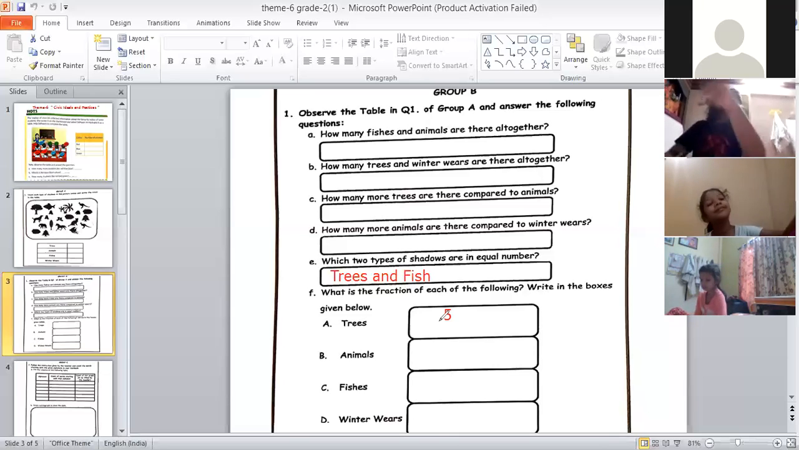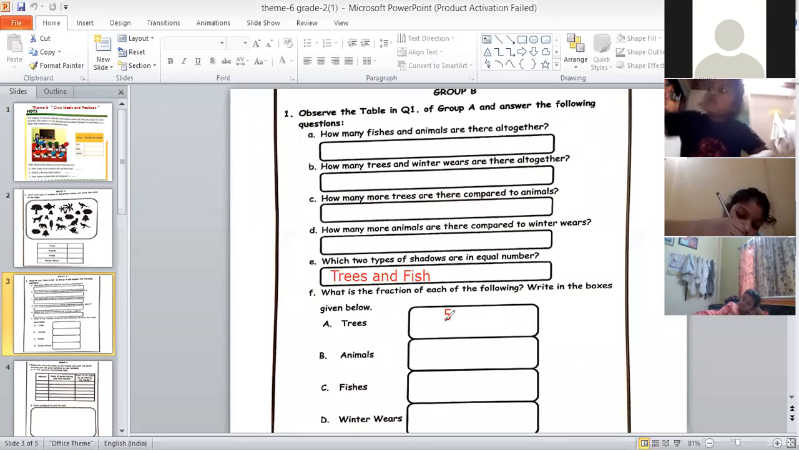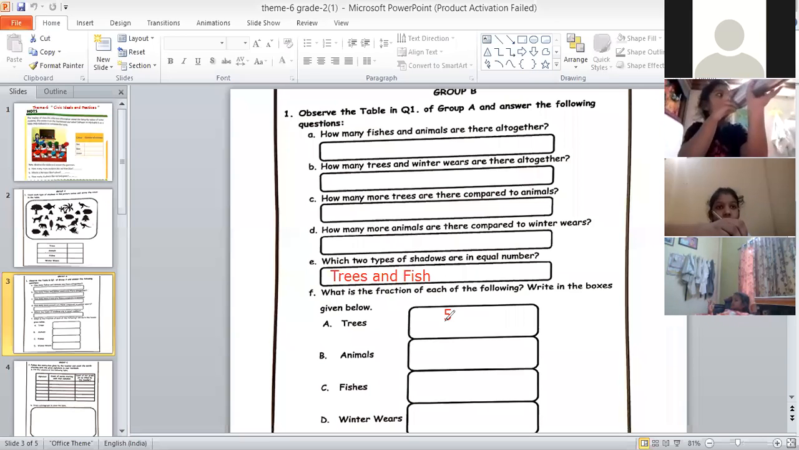How much? 5 plus 6 is 11. 11 plus 5? 16. 16 plus 4? 20. Yes. So total number of shadows are 20 in number.